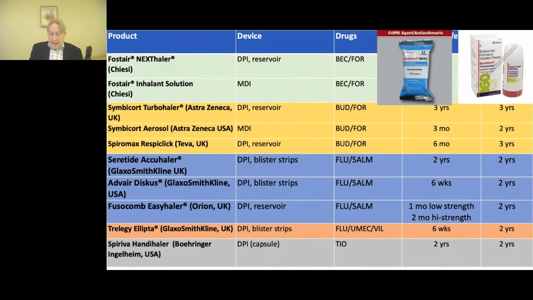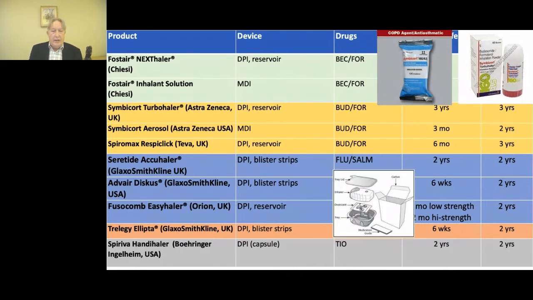So in the US, this is how Symbicort is packaged. It comes in a box, and this box is a foil pack. Inside the foil pack is a desiccant and the inhaler. So this would suggest that the MDI is quite susceptible to moisture, but the reality is we don't really know because we cannot get to that data.